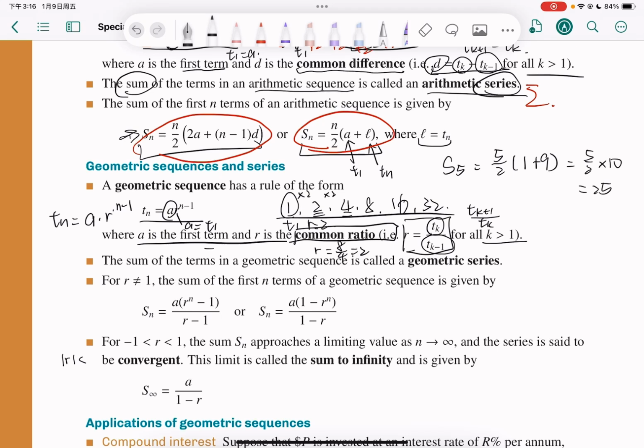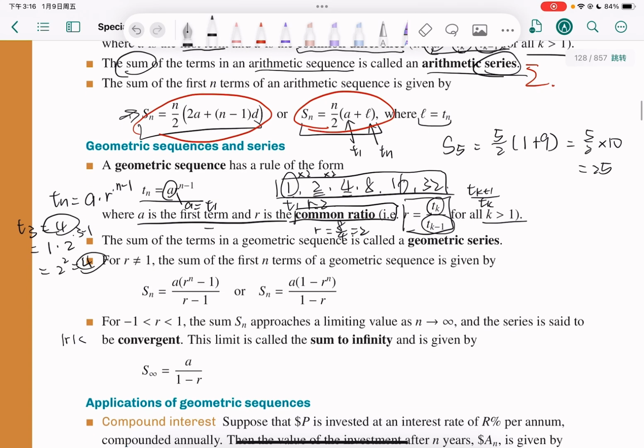We can actually verify that using this geometric sequence. For example, let's take T3, which is 4, and it's also equal to the first term, 1, times R, which is 2, with 3 minus 1 as the power. So that's 2 to the power of 2, which is 4. So yeah, that's true. The next dot point: the sum of the terms in a geometric sequence is called a geometric series.